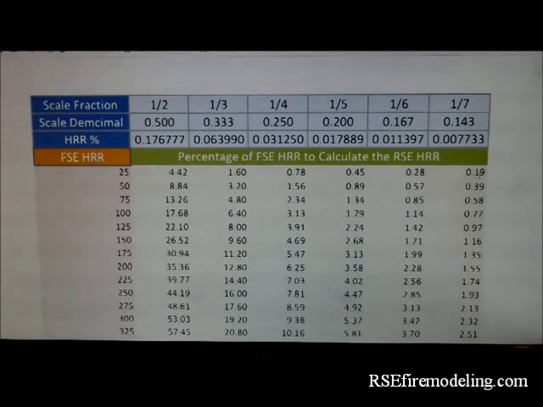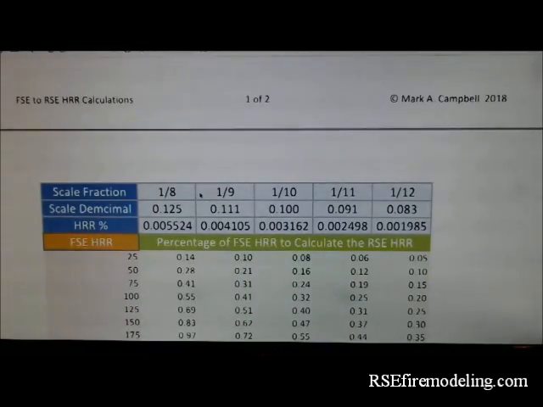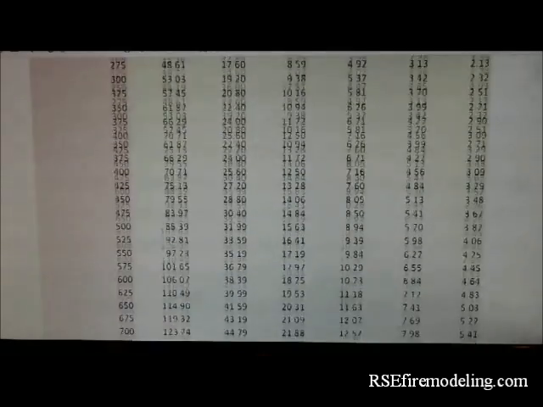Okay, now that we've got the PDF open, it's a two-page document, and that's because it has the length scales across the top, a half, third, fourth, fifth, sixth, and seventh. And the second page continues with an 8th, 9th, 10th, 11th, and 12th. Now you can carry this out to whatever dimensions you want, or whatever scales you want.